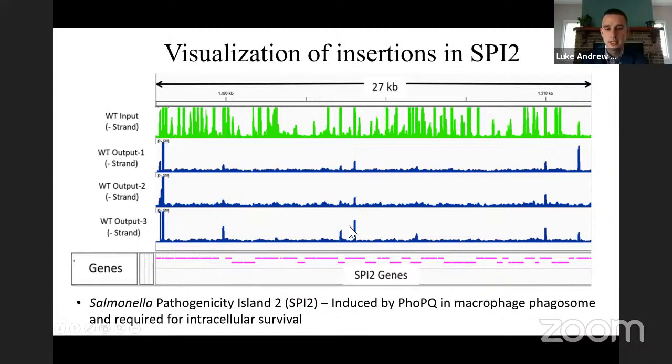And what's interesting is actually, if you go in and look at these peaks that are still present within this region, these 2 genes are actually secreted effector proteins that get secreted via the type 3 secretion system into the macrophage. And while they've been shown to have a role in virulence, some groups have shown that they're not absolutely required. So it's not surprising that we still might identify insertions in those genes in our output population.